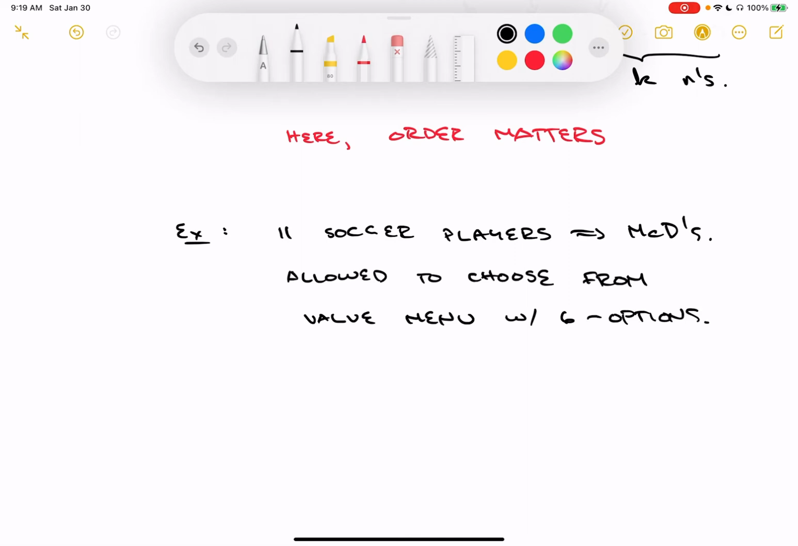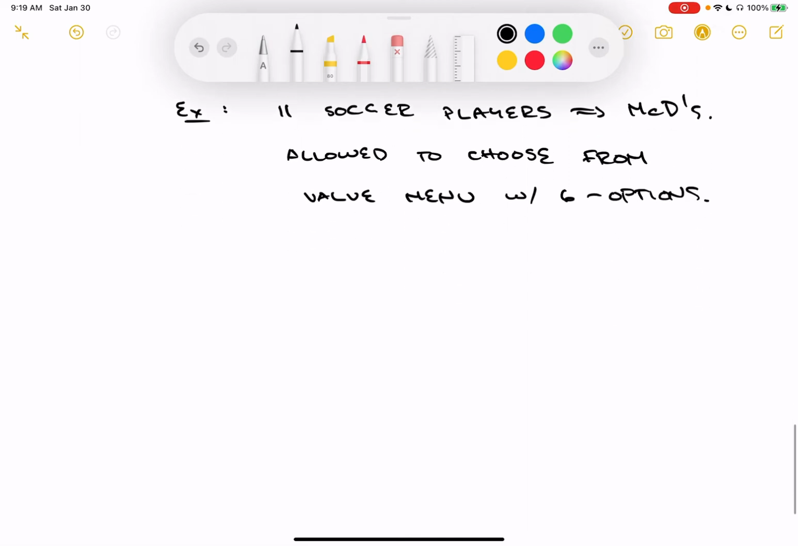And what I'm interested in here is what are the number of possible orders, right? How many different ways could McDonald's mess this order up? And so we know we got 11 people waiting in line. They're going to choose just off of 6 items, right? So there's 6 value meals sitting there, and we want to know how many different possible orders could come out of this.